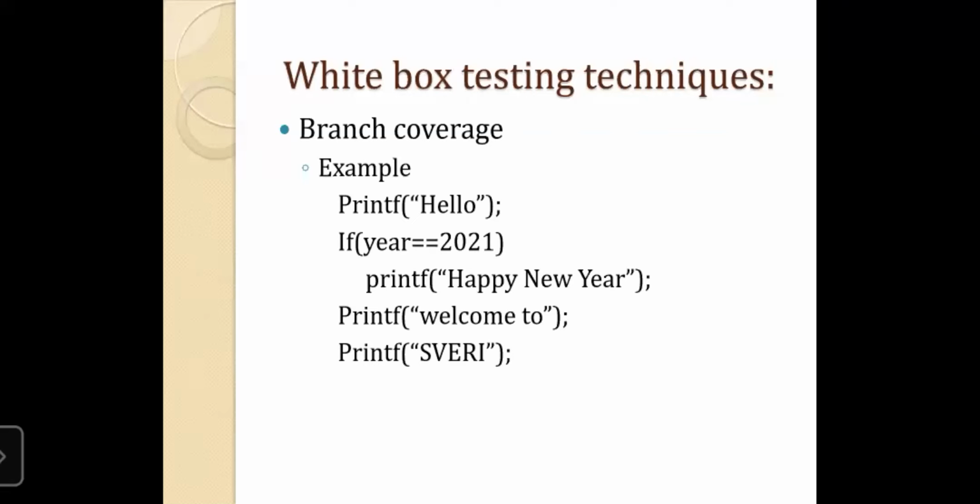So in that case, no matter whether the year is 2020, that means the condition is becoming false, still the happy new year statement will be printed on the screen because you have kept the semicolon after that if statement. So in that way you have to check each and every condition, each and every branch present in your code.